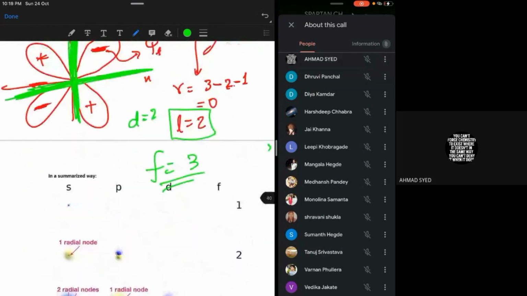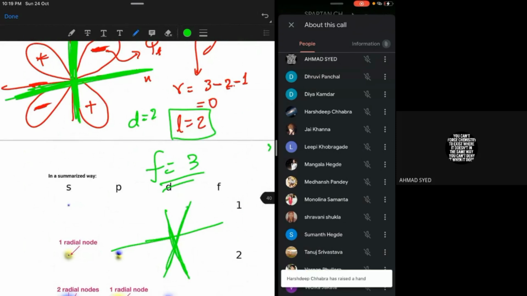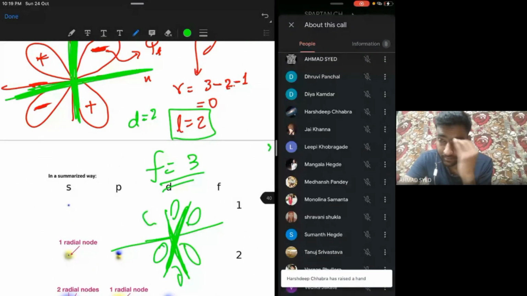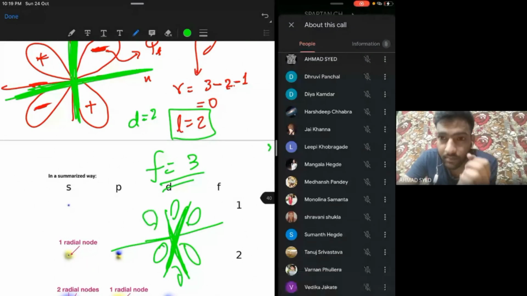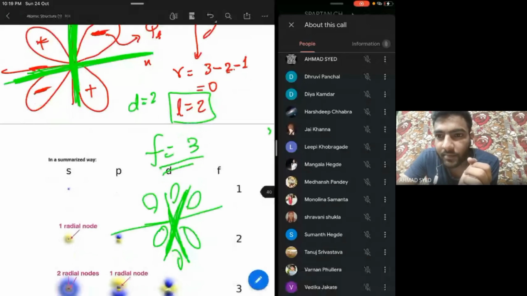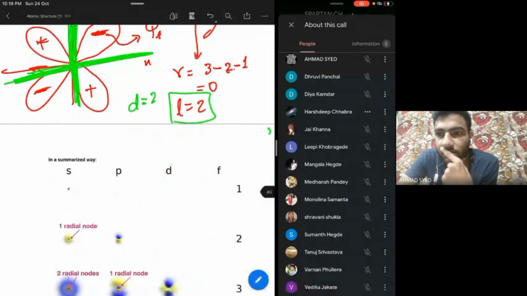So we don't know. I have never seen the diagram of F, but most probably it should be something like this. Like this. Most probably. We don't know. I have not seen the diagram of the F orbital till now. So are you guys getting it?